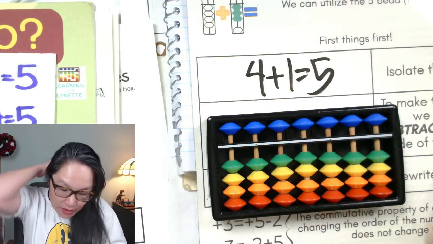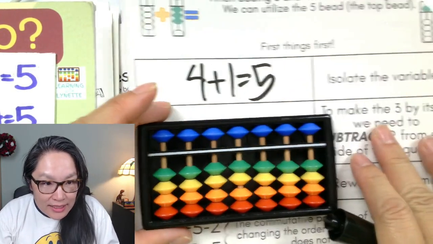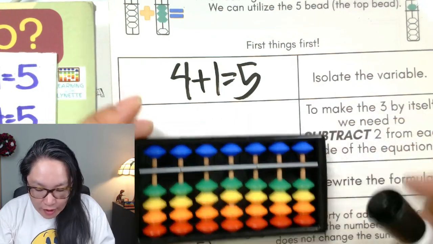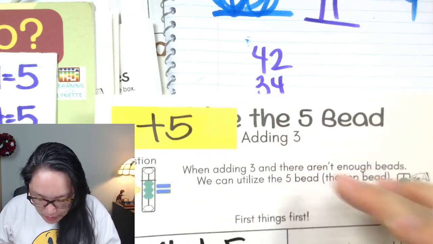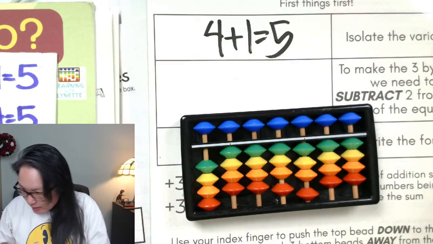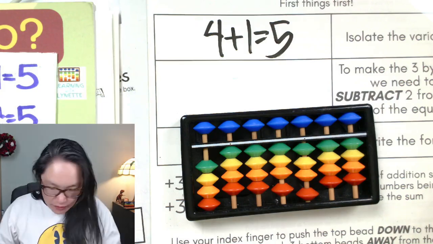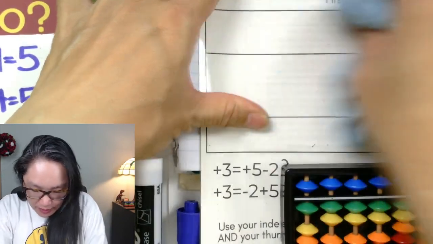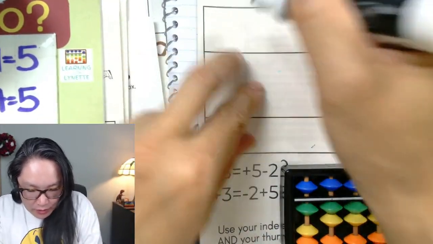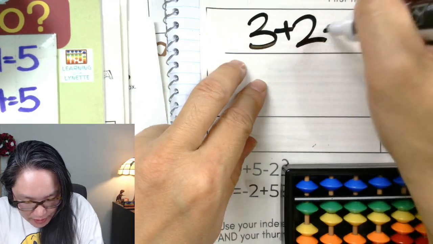What we're going to do here is isolate the variable. When we isolate the variable, what does that mean? Well, the question was... I'm sorry, I have the wrong one. I don't mean to confuse people. We got to do the 3. Wrong one. It's 3 plus 2 is equal to 5.